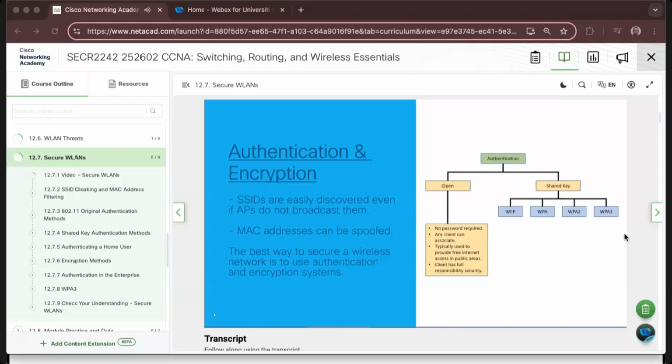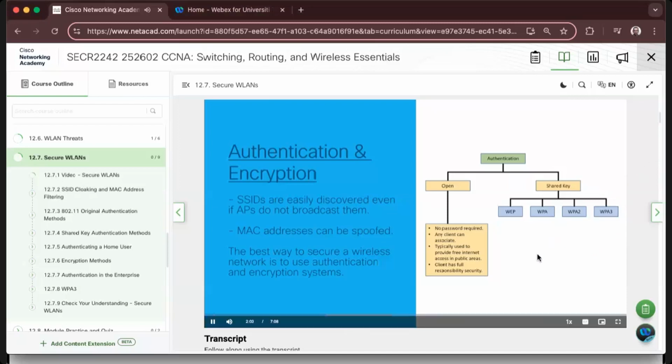We have two types of authentication that were introduced with the 802.11 standard: open system authentication and shared key. With open system authentication, this is perfect for internet access in a cafe or a hotel or even a remote area. With open authentication, your wireless client can easily connect to the wireless network without having to use a password.